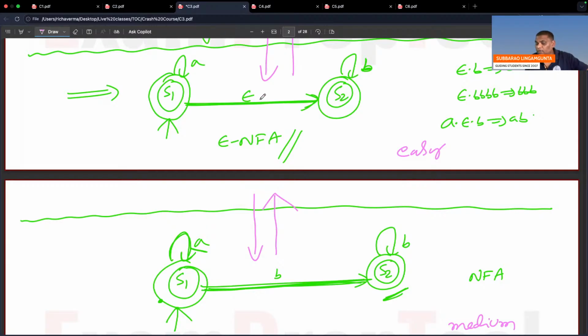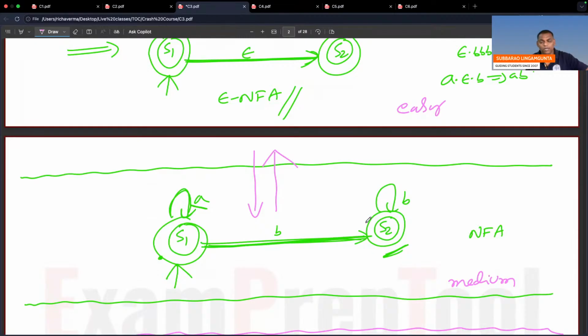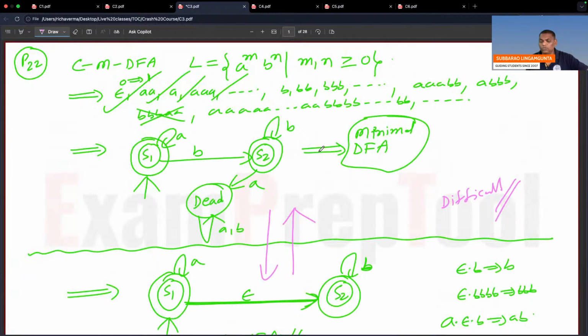If you think that without epsilon I can do it, maybe you can do this. But here unnecessary stuff I don't cover. If you cover unnecessary things also, DFA will come.